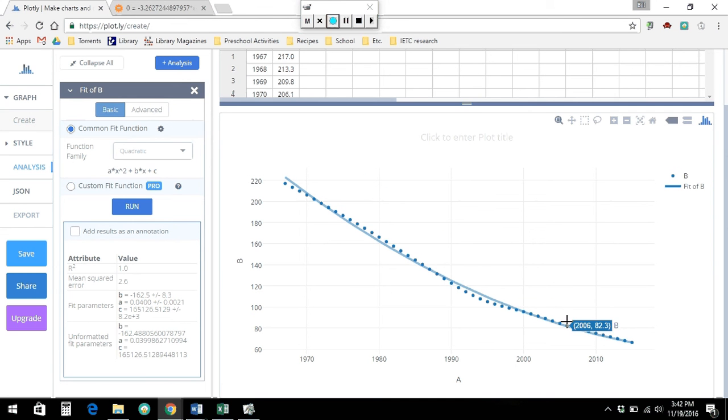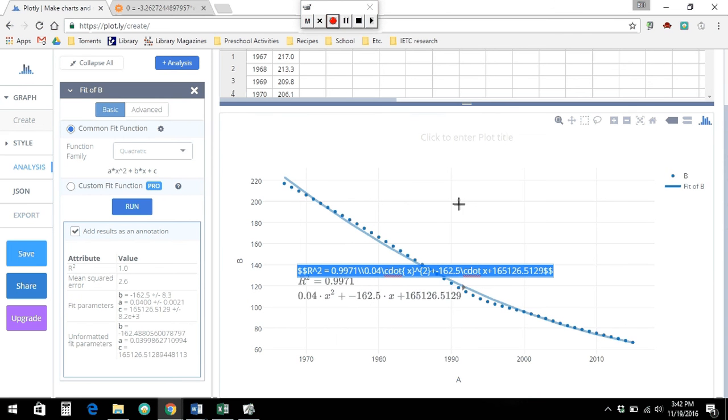And we can see that this quadratic model, this parabola, fits our data quite a bit better than the linear model. The R-squared value, it claims is 1. It's not really 1. If you wanted to see what it really was, you could press on Add Results to Annotation. And then here you can see that it just rounded it up to 1. Now it's going to be kind of crazy on me here, but it's 0.9971.